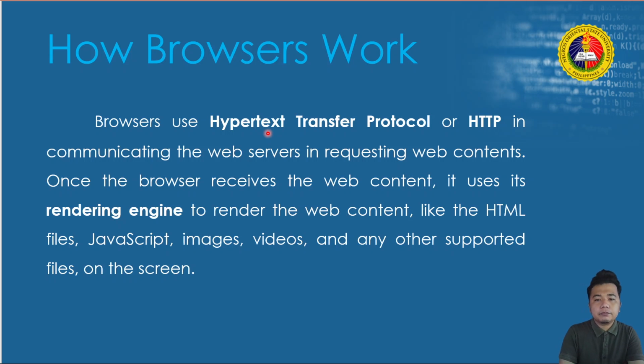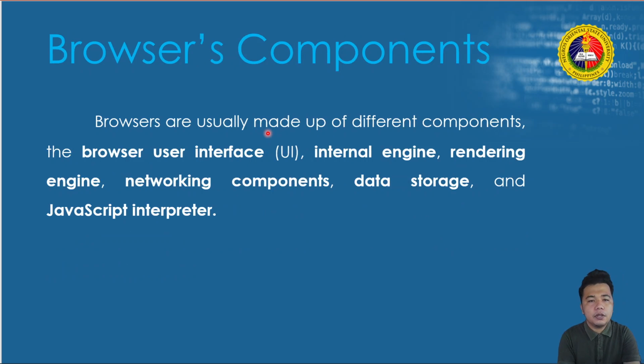Okay. Now, once the browser receives the requested content, again it uses its rendering engine to translate those codes into something that we will see. Browsers are usually made up of different components: the browser user interface, internal engine, rendering engine, networking components, data storage, and JavaScript interpreter. Okay, so basically these are the parts of the browser that make it all work. The reason why we can see contents on our screen while we are surfing the internet.